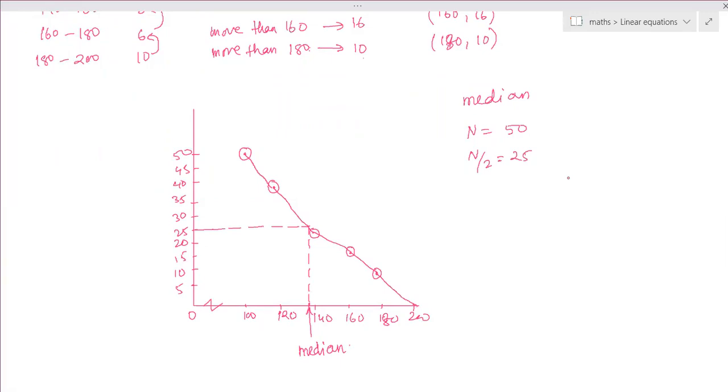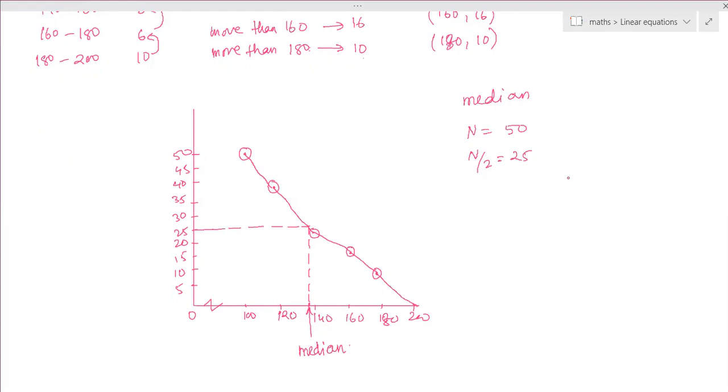Ma'am, again it's coming on 140 in the same graph if you do. Right then. Okay. So where do the two graphs intersect? Intersect at 24, ma'am. That means some curve difference has been done. It should intersect at 25.